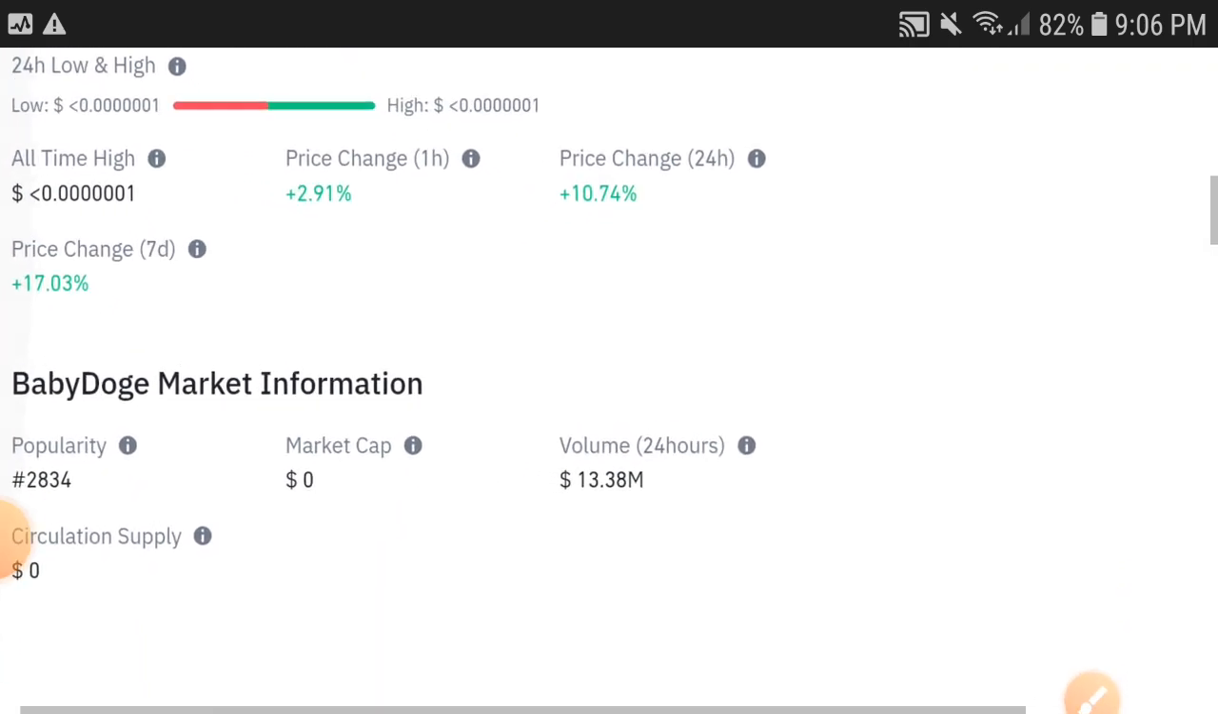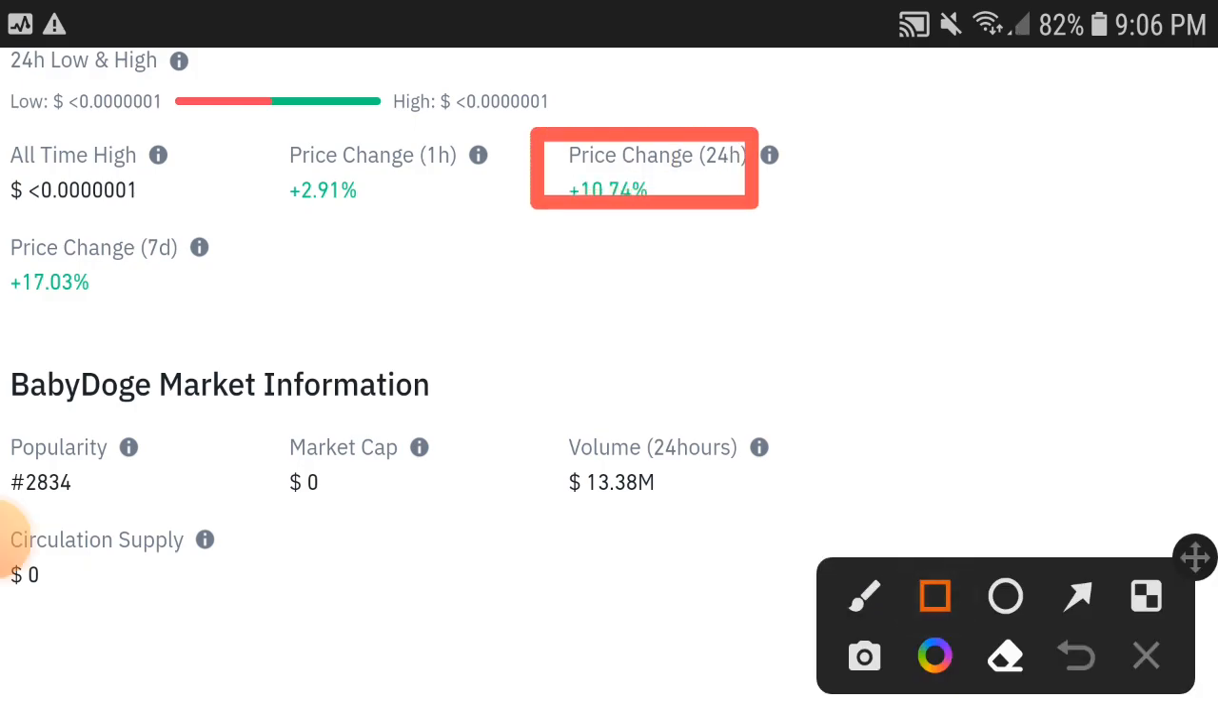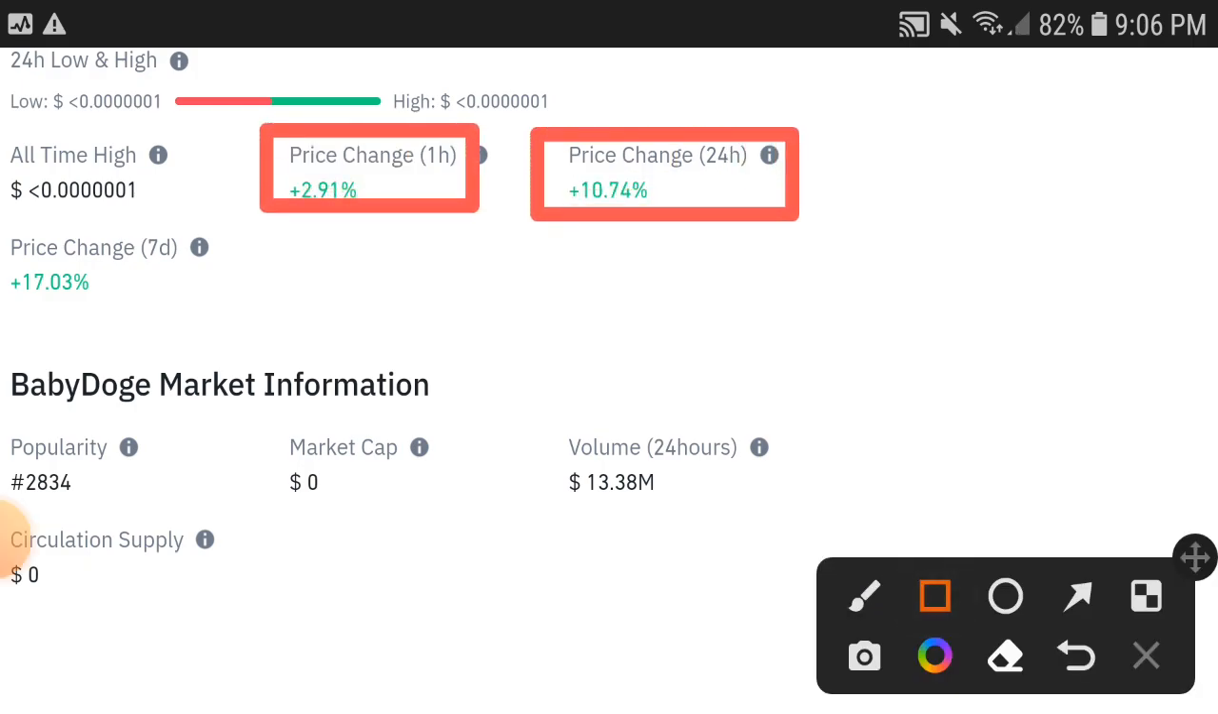You can see the price change in the last 24 hours is positive 10.74%, and the price change in the last 1 hour, oh my god, as you can see here, in the last 60 minutes the price is up 2%, 2% guys. In the last 7 days, the Baby Doge Coin price is also positive. You can see here that from the last 7 days it's in profit. That means Baby Doge Coin holders are in profit. So congratulations, Baby Doge Coin holders, congrats.